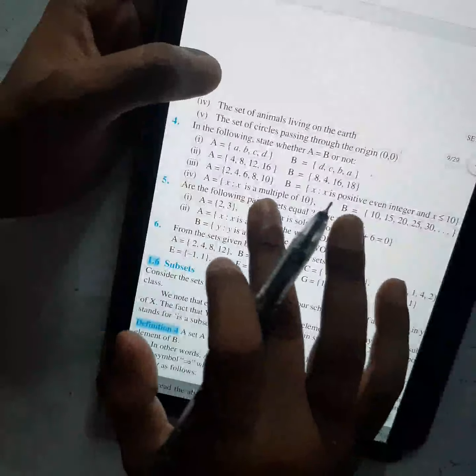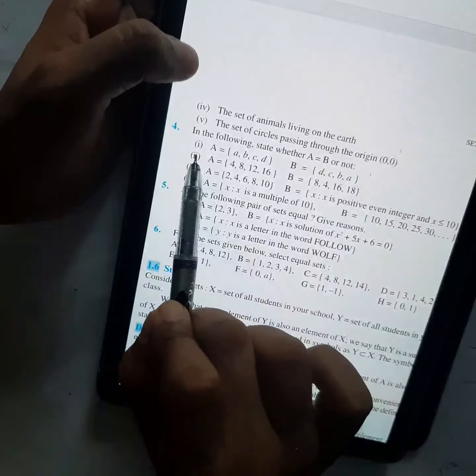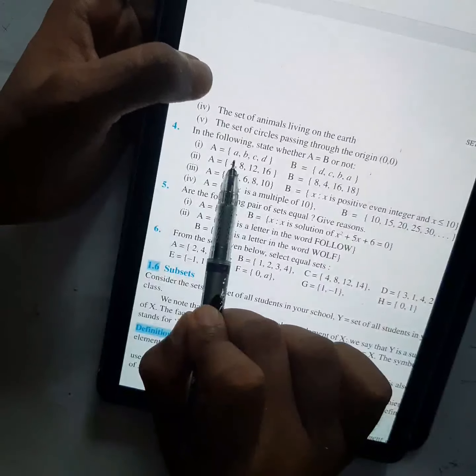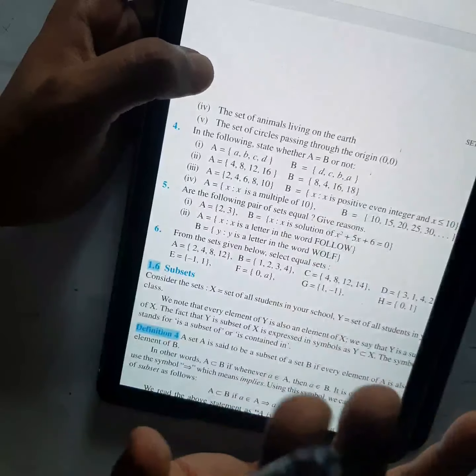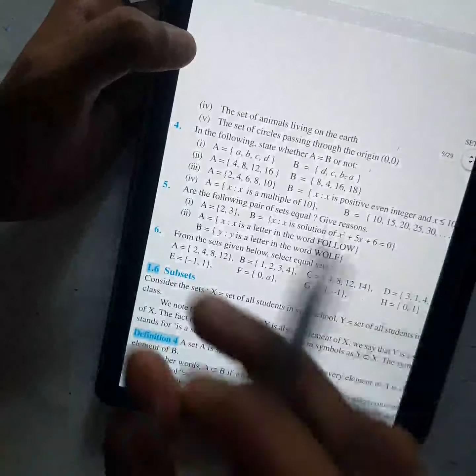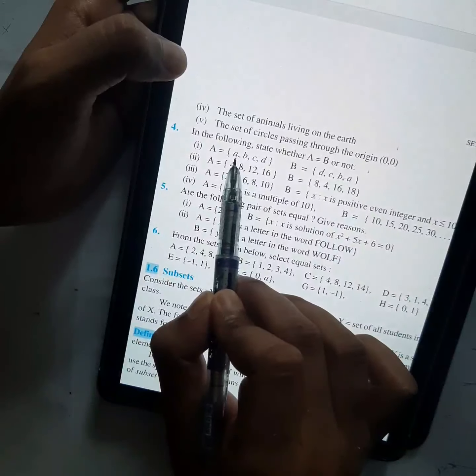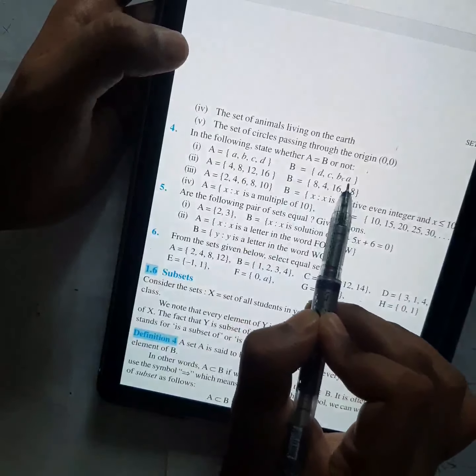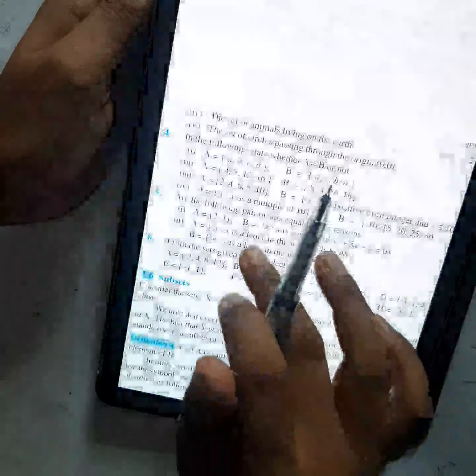Number 4. In the following, state whether A is equal to B or not. So that you can easily find out whether A and B are equal or not. Here what are the elements? a, b, c, d. 4 elements. Here also 4 elements. First always count like that. The number of elements obviously must be the same, then only you might have the same elements. Next you check whether they are the same elements or not. a, b, c, d here. Here what are the elements? a, b, c, d. Same elements. So A and B are equal here.